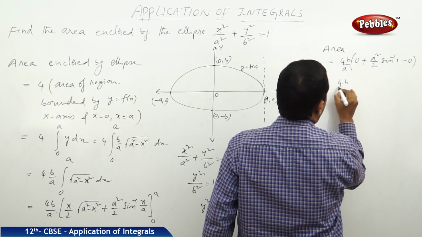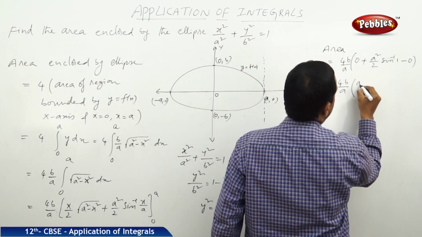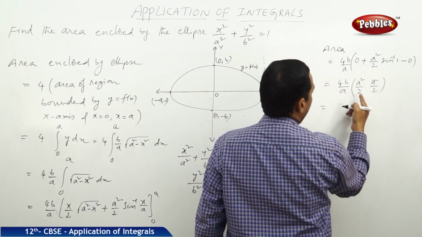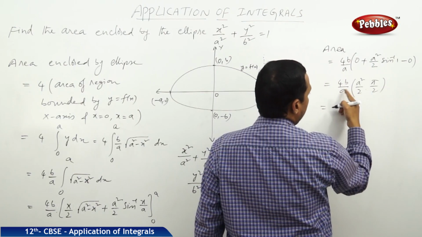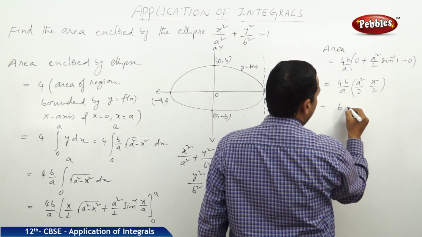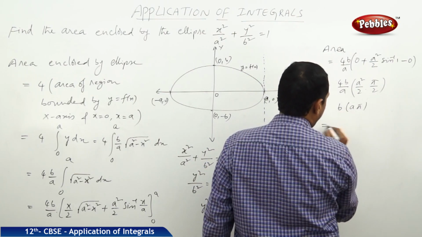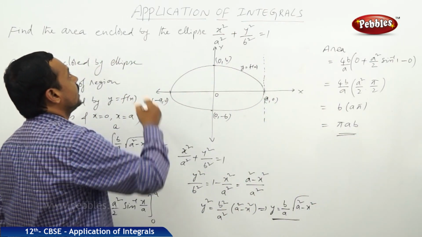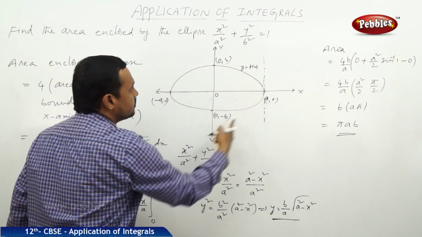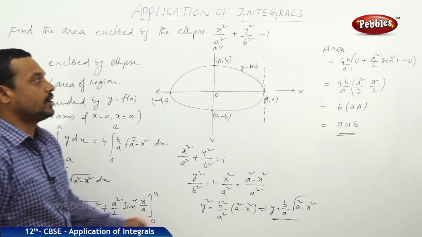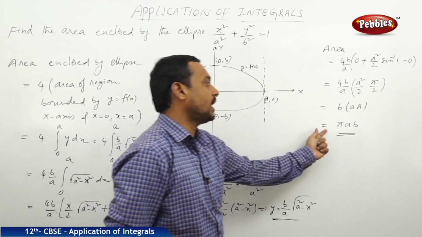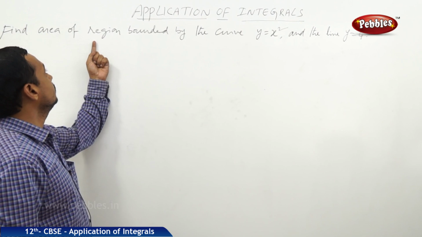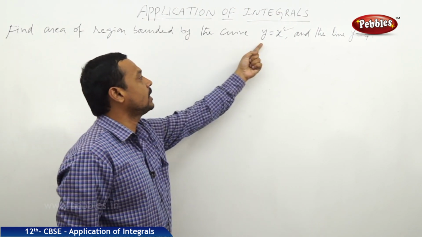Therefore, it is 4b/a into a²/2 into sin⁻¹(1), which is π/2. 2 into 2, 4. Again cancel, and one a cancels. So it is πab. Therefore, the area enclosed by the ellipse x²/a² + y²/b² = 1 is πab square units.